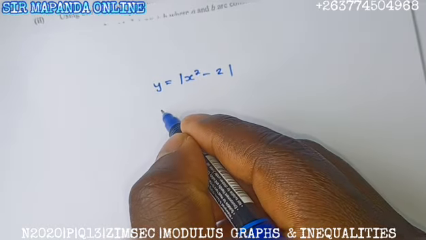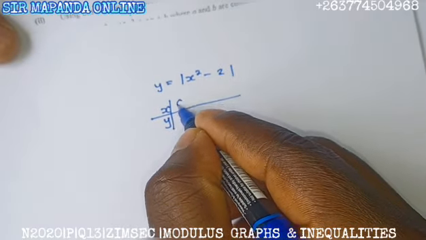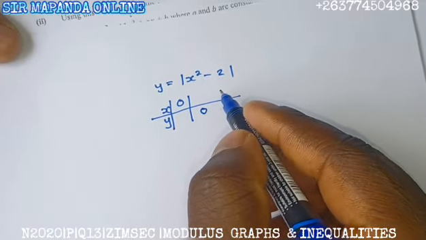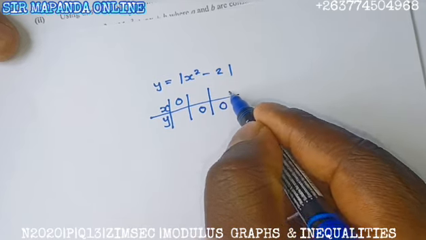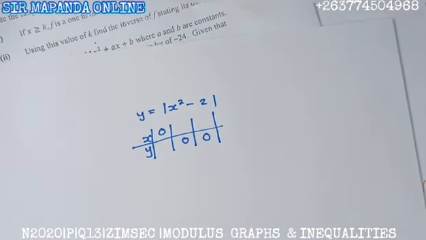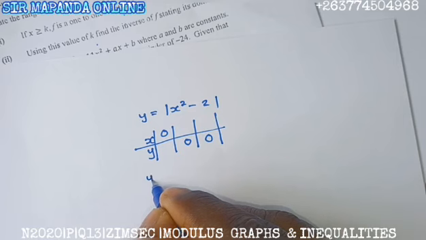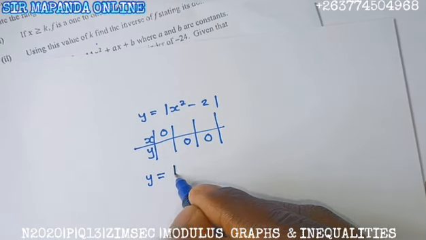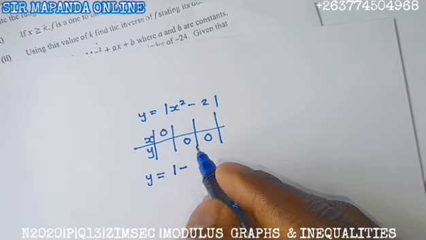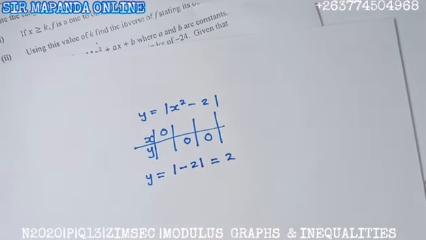So we need to find the intercepts. First, the values of y when x is 0 and the values of x when y is 0. Since it is a quadratic, we are likely to have two distinct roots. So what is the value of y when x is 0? Putting 0 for x, x squared becomes 0, modulus of minus 2, which is as good as 2.